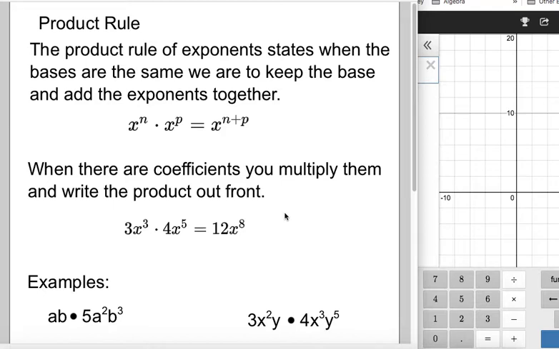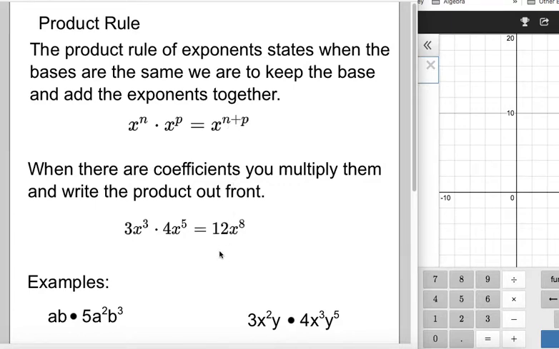The product rule of exponents states when the bases are the same, we're going to keep the base and add the exponents together. So here is just one example using x to the power of n times x to the power of p. This is just showing you the main rule. You keep the base x, and then you add the exponents. So you're going to add n and p together, whatever numbers those would be.